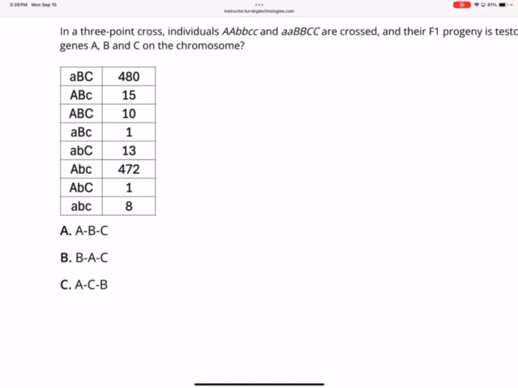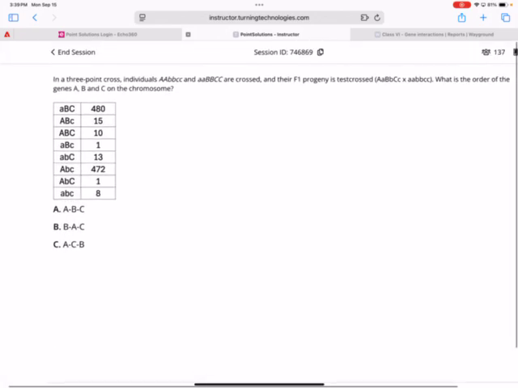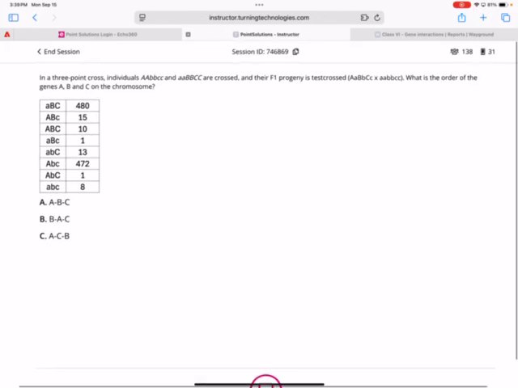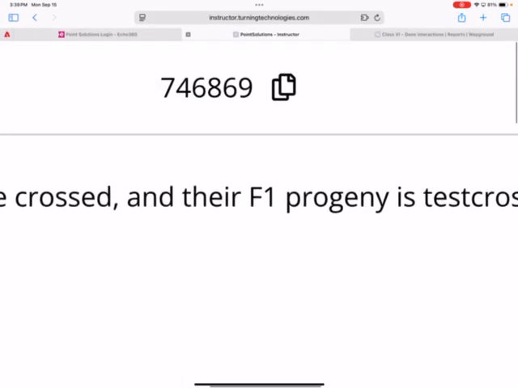Code is 746869. Should be. It's probably hard to see. It's right at the very top of this. There you go.